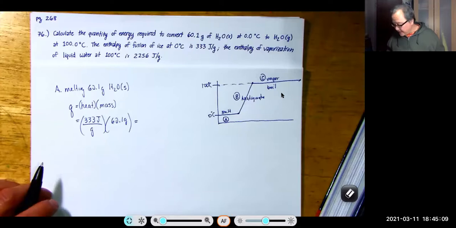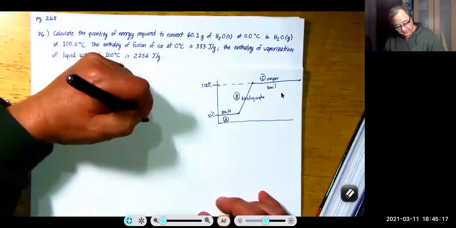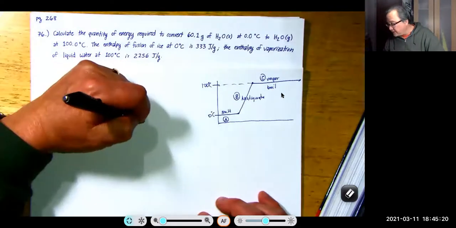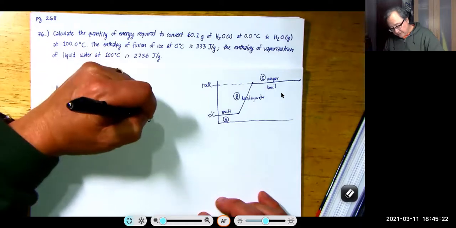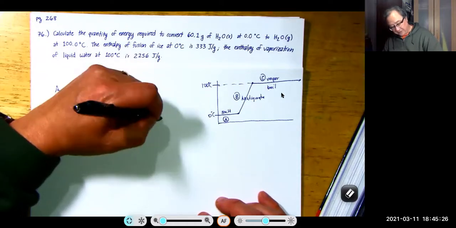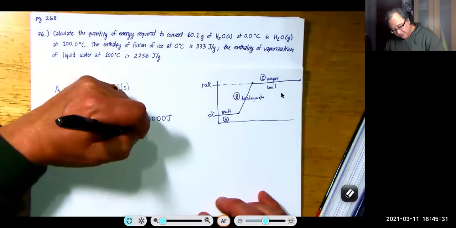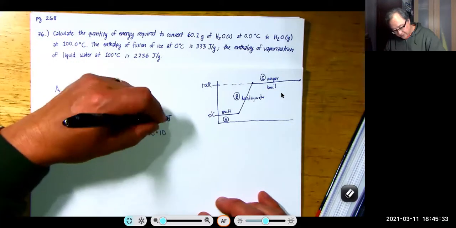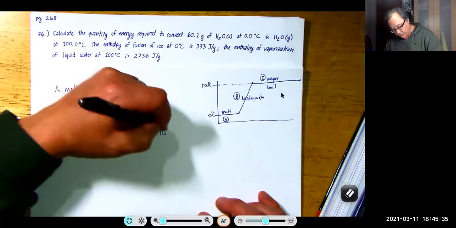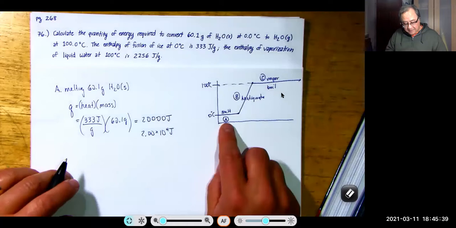333 times 60.1, and we get 20,000 joules. We only get 3 significant figures, so I need to write this as 2.00 times 10 to the 4 joules. So I have 3 sig figs. So that's A, the melting.